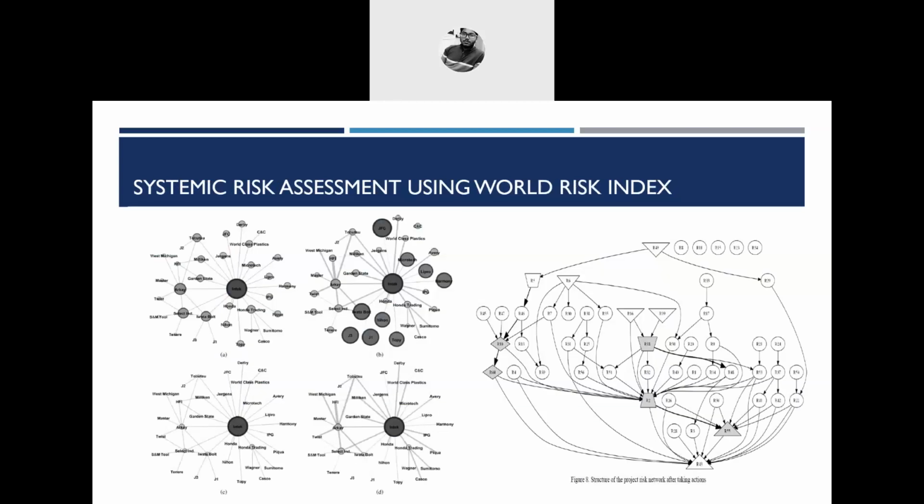Okay. Another huge application of complex networks is systemic risk assessment using the world risk index. Now these are quite complex terms. I don't think you are familiar with the term systemic risk assessment. There are two kinds of risks in the case of a market. When I am talking about risk, I'm talking about the market. There are two kinds of risks that generally occur in any kind of market situation, the economic market, obviously.